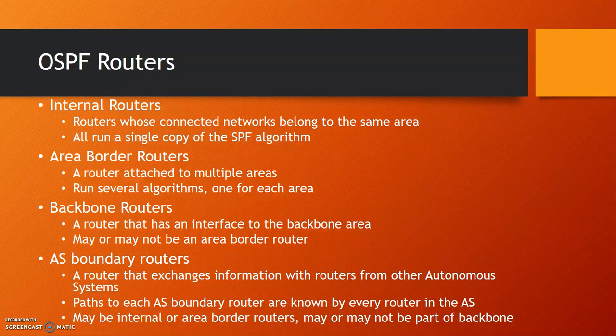Then you have backbone routers, which is a router that has an interface to the backbone area. This may or may not be an area border router. So sometimes you'll have one main backbone router that won't be inside any other area. And then you have the AS boundary routers. May or may not be part of the backbone. It may be an internal or area border router, but its job is to provide a path to each autonomous system boundary. So just think of it kind of as a default gateway.